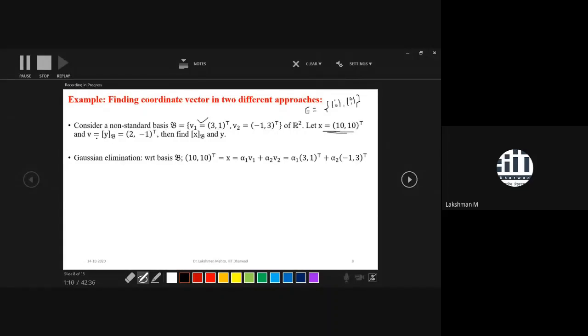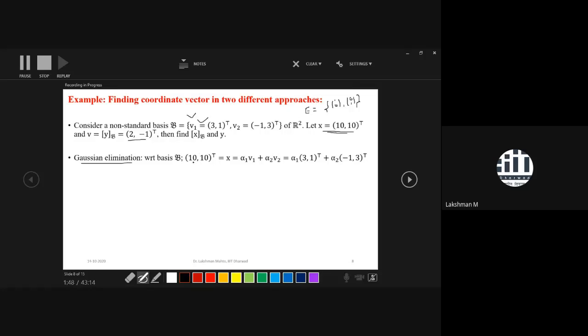Also, we have another vector Y whose coordinates are 2, minus 1 with respect to this non-standard basis, but we don't know Y. So the question is that we have to find the coordinates of the given vector X, and the vector Y whose coordinates with respect to this non-standard basis are 2, minus 1. So we have two questions, and we will solve them in two different approaches. One approach is the Gaussian elimination method. We first find the coordinates of X with respect to basis B using Gaussian elimination.